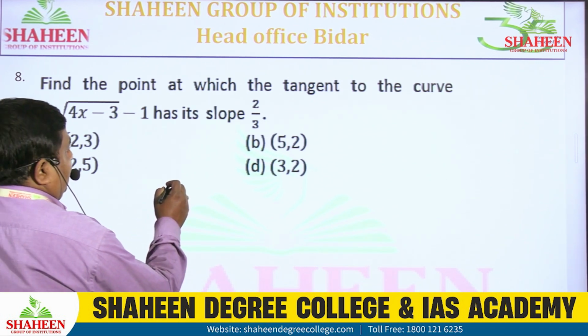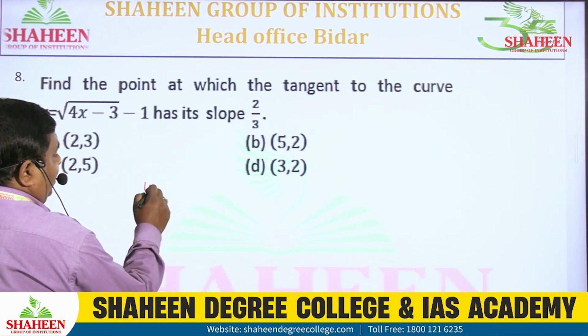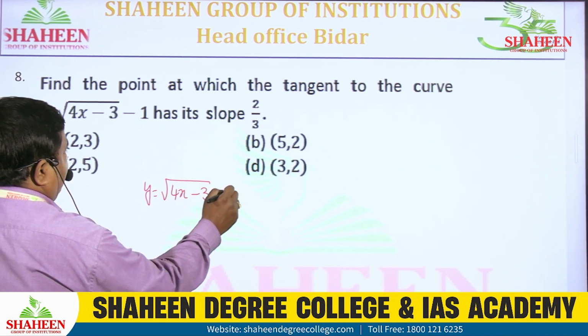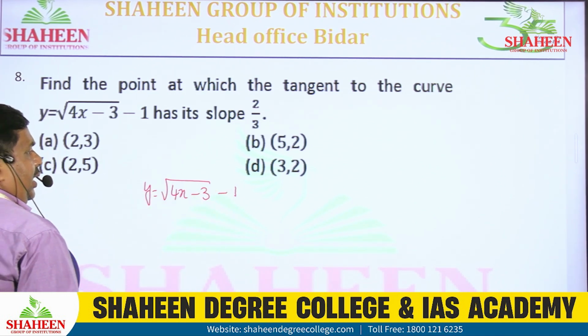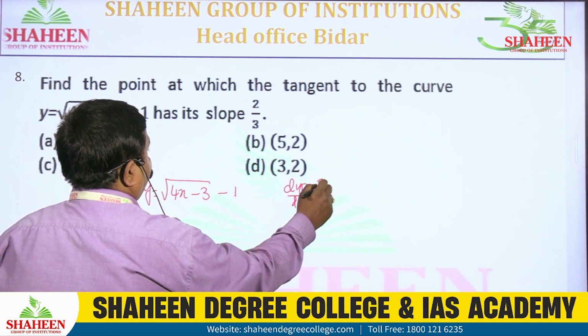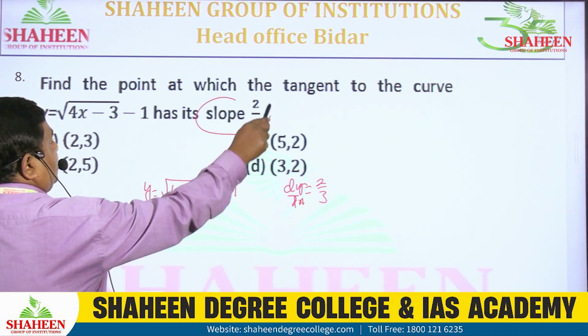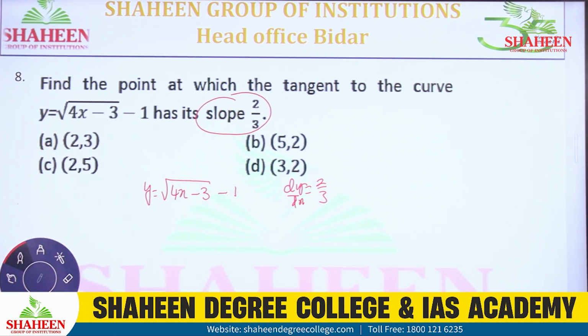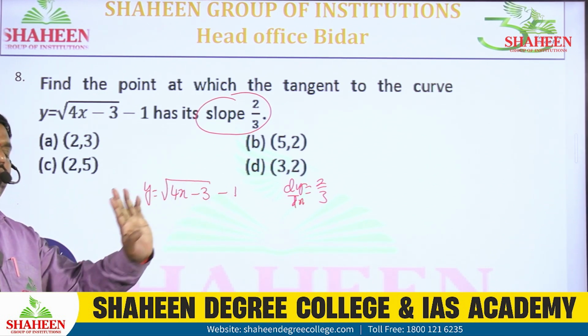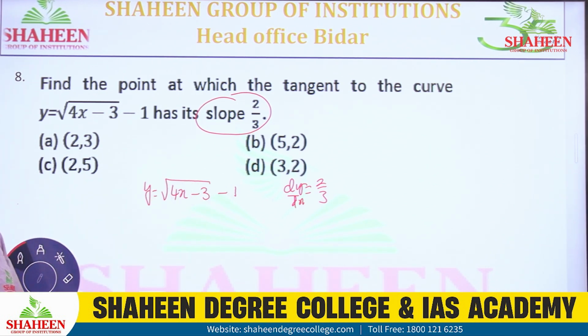So let us take the given function y equals under root 4x minus 3 minus 1. It is given that dy by dx, the slope, is 2 by 3. For differentiating this function and setting its value equal to 2 by 3, we will get the point.